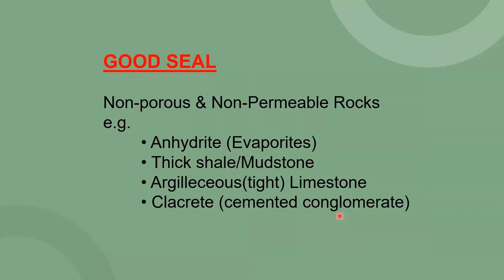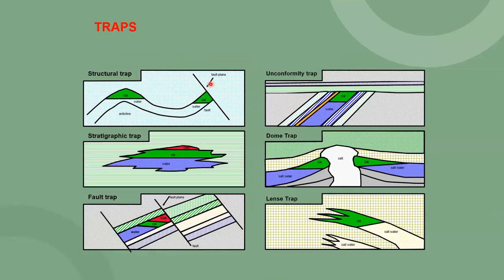So what is a good seal? A good seal is normally non-porous and also non-permeable. Seal means that the hydrocarbon has to be sealed, so it cannot propagate to the upper side. Like over here, if you look at this one, here is a seal rock, and in that case, this is a seal. So the seal is very important.